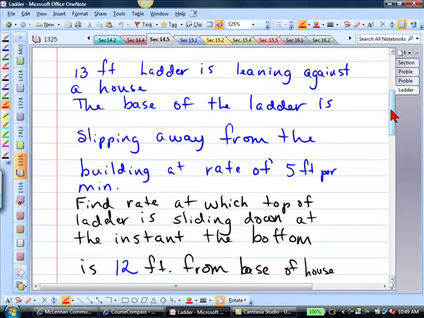What shape did we have with a ladder leaning against a house? Triangle. And is it a right triangle? Yes, because the house makes with the ground a right angle. So the Pythagorean theorem is going to come into play. What is that theorem? A squared plus B squared equals C squared. That's going to be what we use. I would expect you to know that, if you had that problem.